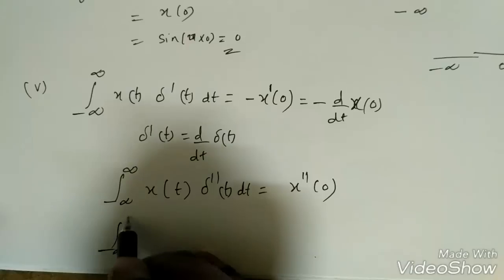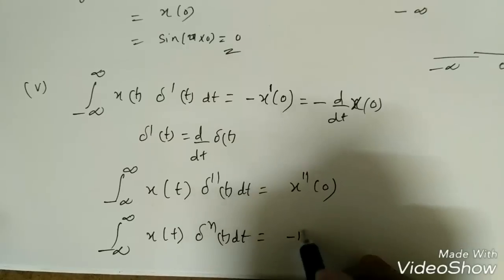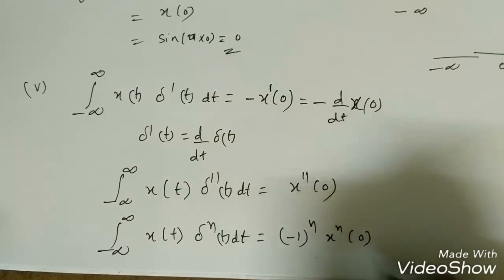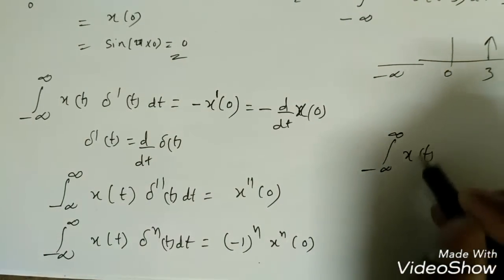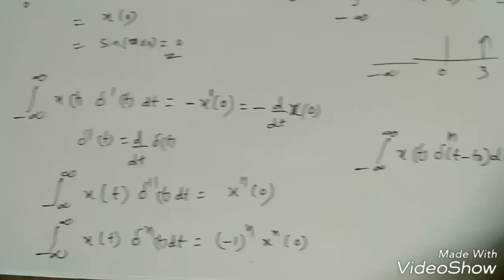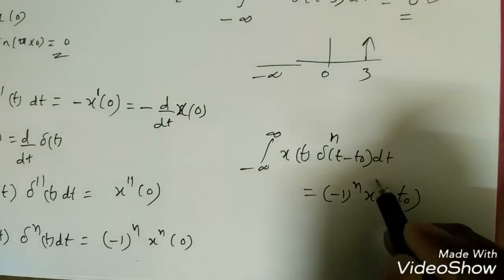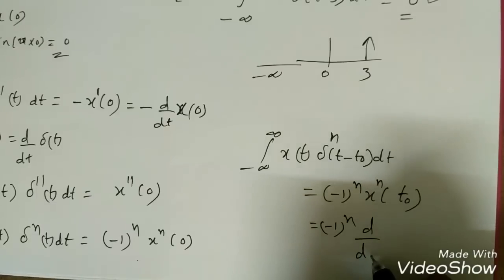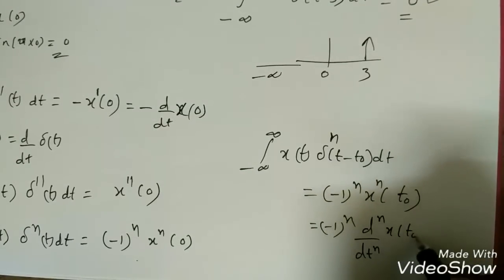So if I take the generalized expression, from x of t del power n of t dt is equal to minus 1 whole power n into x power n of 0. If we generalize more, that is minus infinity to infinity x of t del power n of t minus t naught dt, this will become minus 1 whole power n x power n of t naught, or we can say minus 1 whole power n d power n of x of t naught.